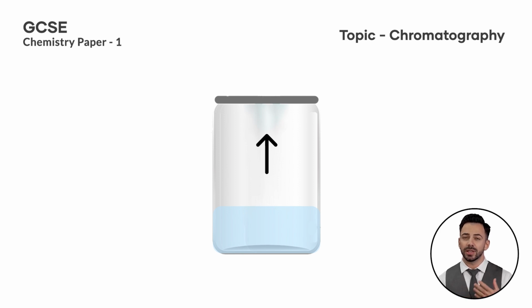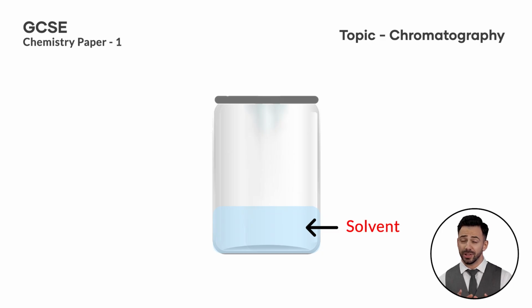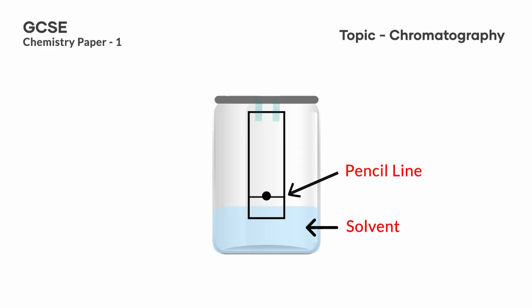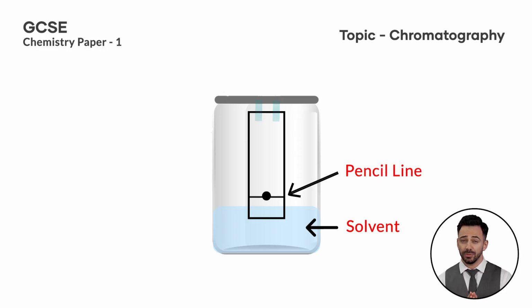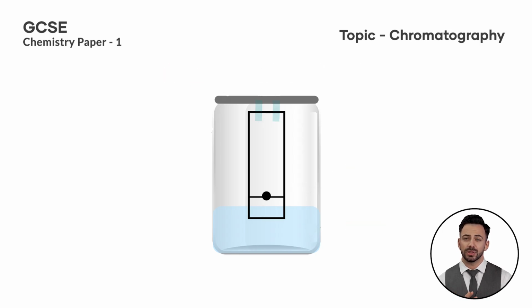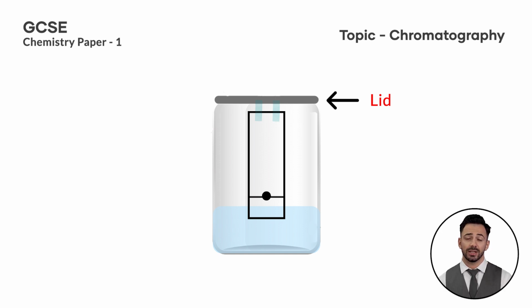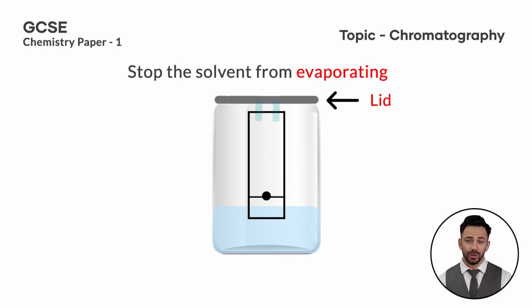Now, next question. What do we call the liquid that moves up the paper? That liquid is called the solvent. And when placing the paper into the solvent, where must the baseline be? It must be above the solvent level. Otherwise, the ink would dissolve straight into the solvent. You'll also notice we place a lid on the container. Why is that important? The lid is used to stop the solvent from evaporating.